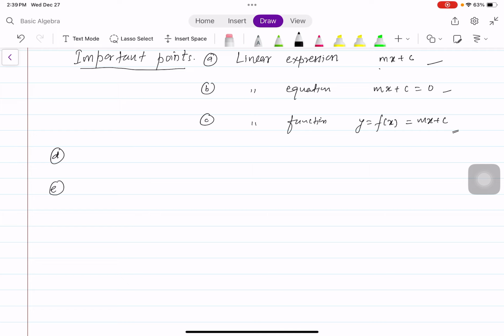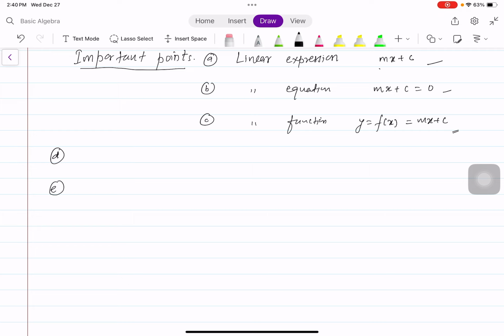And a few other important points are the equation of a line. Let me restate it. First of all, before finding an equation, let's find the slope.